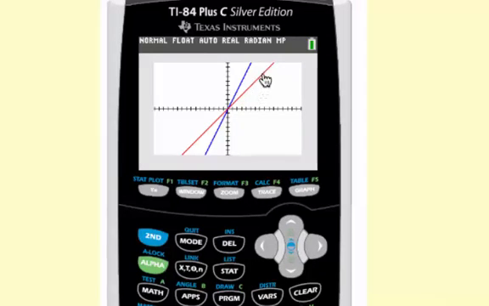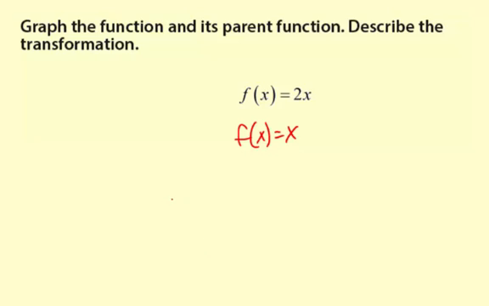Well, now that it's a square graph, I think it's easier to see how the blue line is twice as steep as the red, so it's a vertical stretch by 2. And you might want to put the square window on when you're doing these transformations, just so you can see the correct proportions. So this is a vertical stretch by 2.